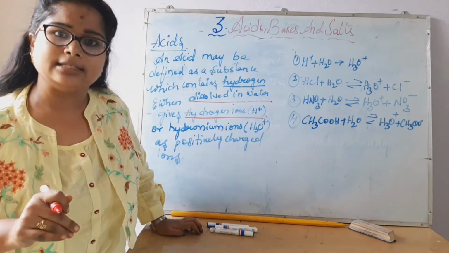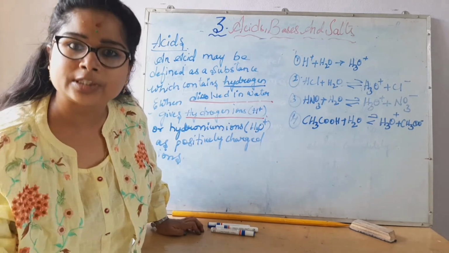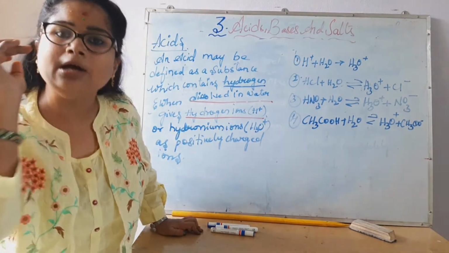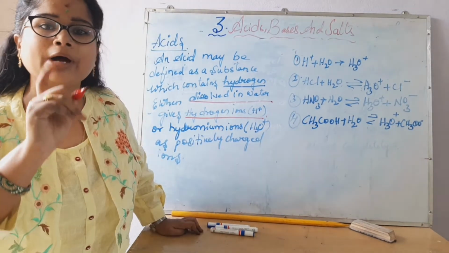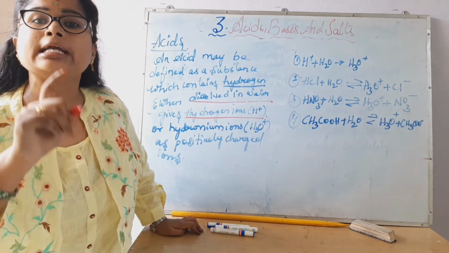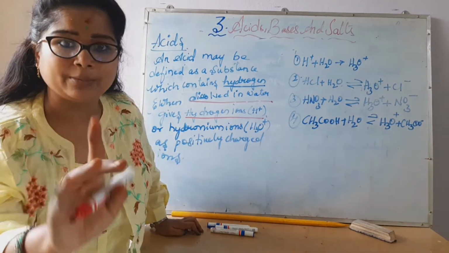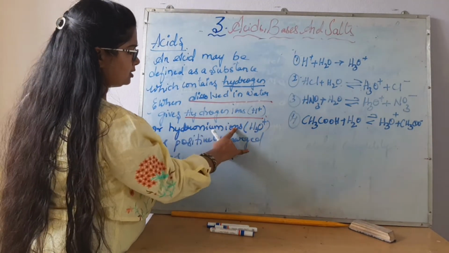HCl has chlorine also, but it does not give the chlorine. It gives the hydrogen ions when it is mixed with the water. Remember, it contains hydrogen, and when it reacts with water, it gives out hydrogen ions.